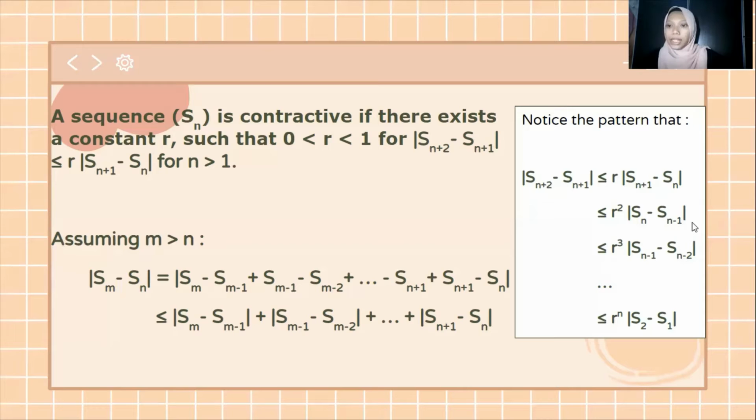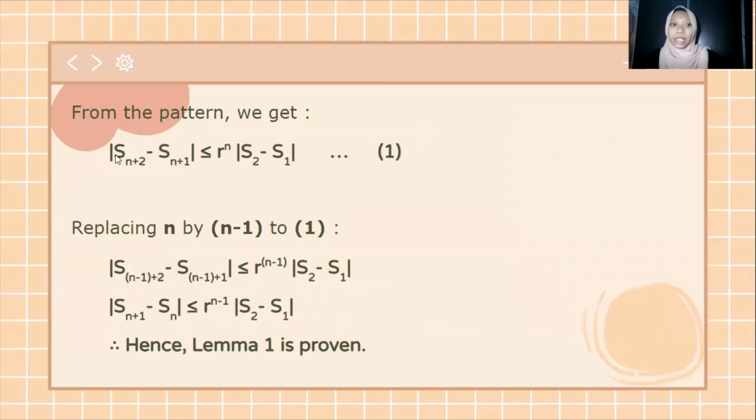So here we can see that the smaller the number of n, the number of R will be double. Since we want modulus S2 minus S1, but we don't know what number of n that represents for S2 and S1, we will just put R to the power of n. So from the previous pattern, we get that modulus Sn plus 2 minus Sn plus 1 is less than or equal to R to the power of n modulus S2 minus S1.